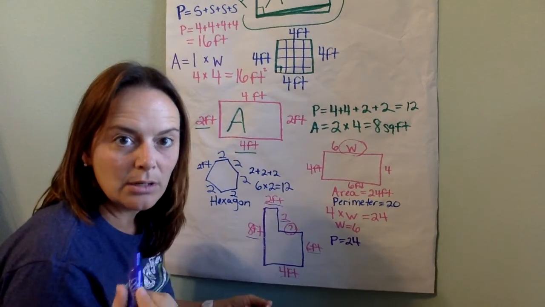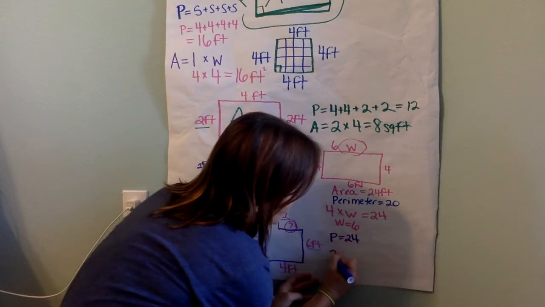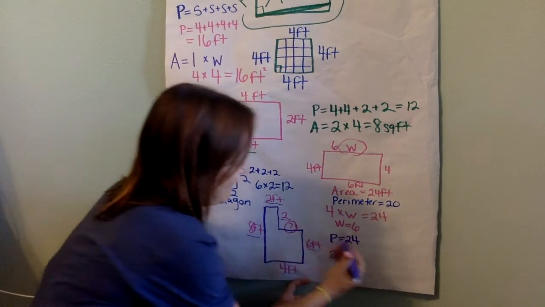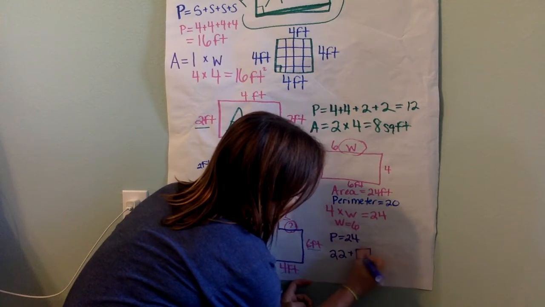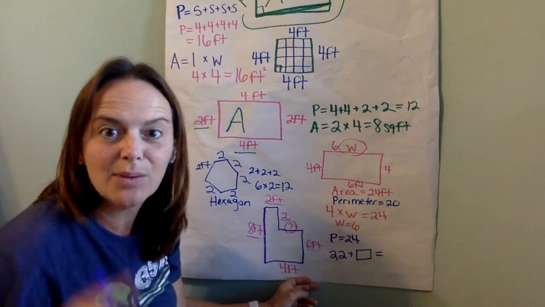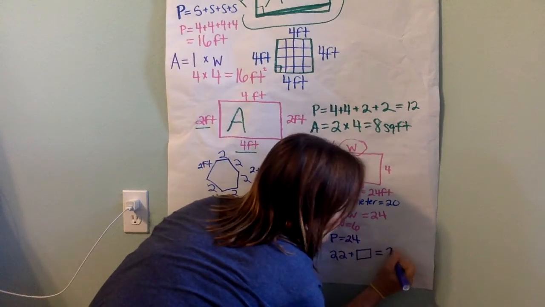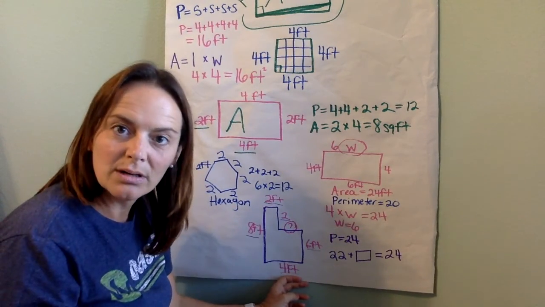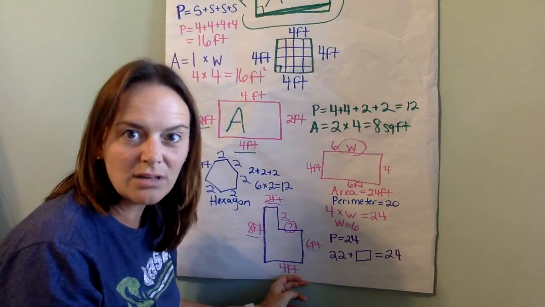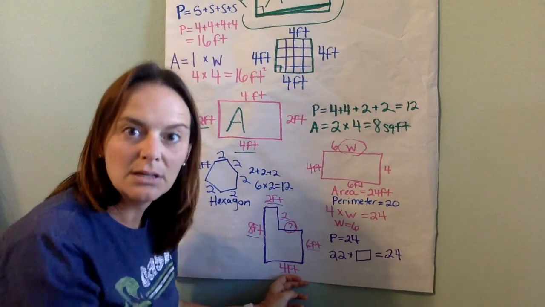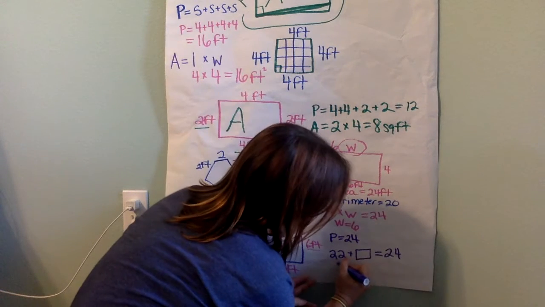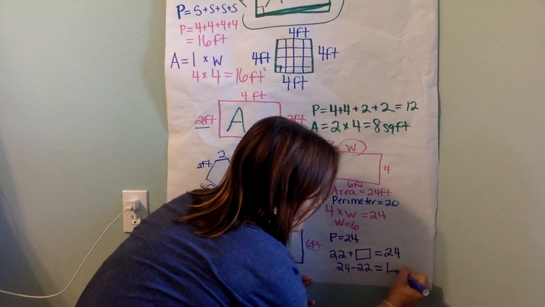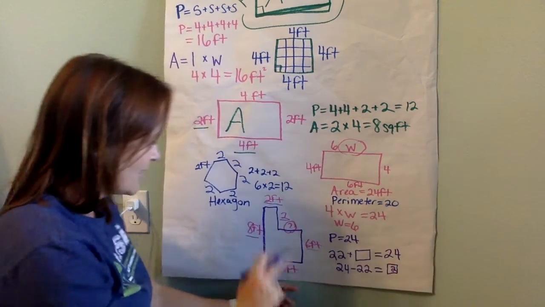How do you figure out perimeter? You add up all the sides. 22 plus unknown. I don't know this side. Equals, but I do know my entire perimeter. My entire perimeter is 24. 22 plus what is 24? Well, how do you solve addition? You use the opposite, which is subtraction. What is 24 take away 22? The answer is 2. This side is 2.